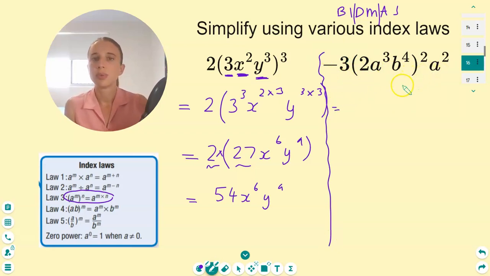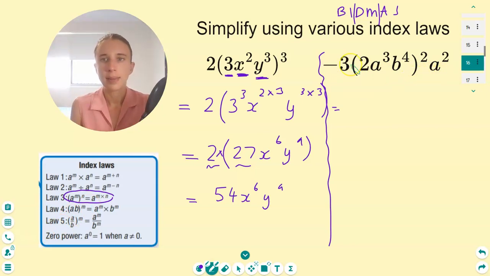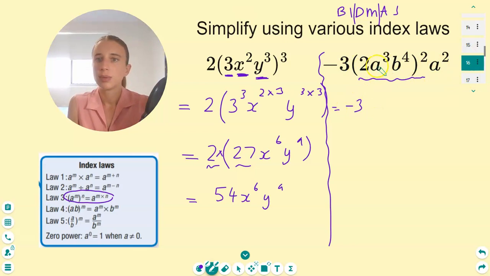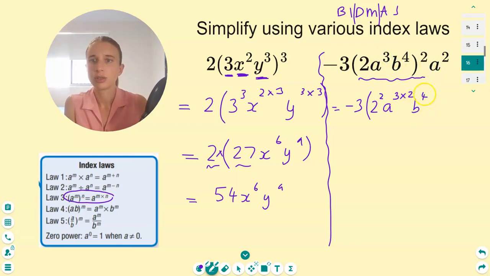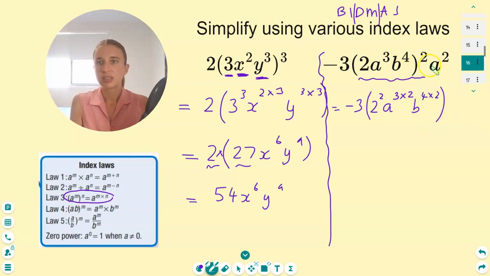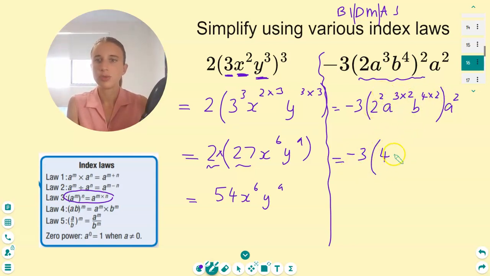Lots of operations going on, but we just use BIDMAS to guide our way, and BIDMAS says brackets first. Let's focus on this and ignore that -3 and a squared. We've got a pair of brackets raised to a power, so everything in the brackets must be raised to the power. Power of a power, 3 times 2. We've expanded that, and then we put the a squared there. Let's simplify it because we've got lots of little operations going on. 2 squared is 4. 3 times 2 is 6. 4 times 2 is 8, sorry.